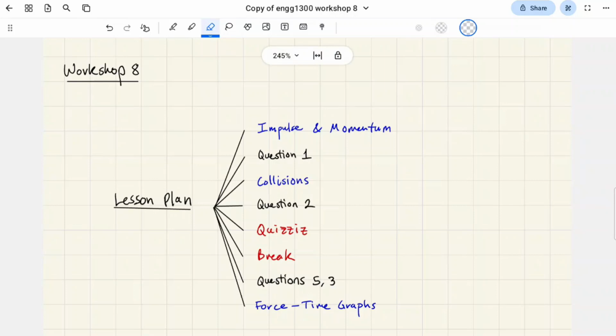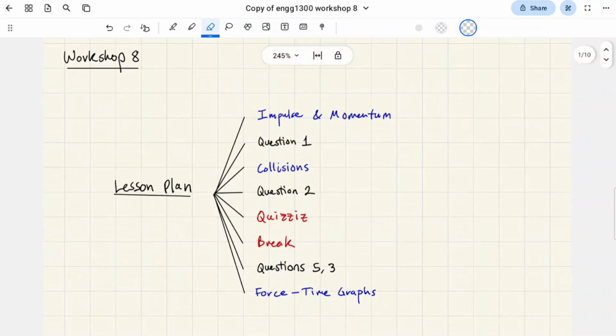So in terms of our lesson plan today, I'm going to be talking about impulse and momentum first, which is the new content. And then we'll go on to some worked examples, and then I'll talk about collisions, which is still new content. And then we'll have our quizzes just before the break for theory. And then, as usual, during the break, I'll put up the attendance and stuff.